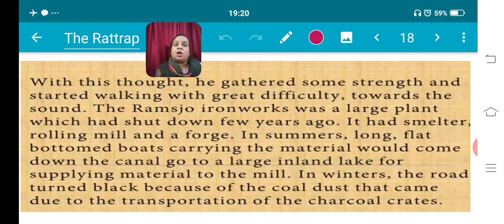The Ramso Iron Works was a large plant which had shut down a few years ago. It had smelters, rolling mills, and a forge. In summer, long flat-bottomed boats carrying the materials would come down the canal, go to a large inland lake for supplying material to the mill. In winters, the road turned black because of the coal dust that came due to the transportation of the charcoal crates.